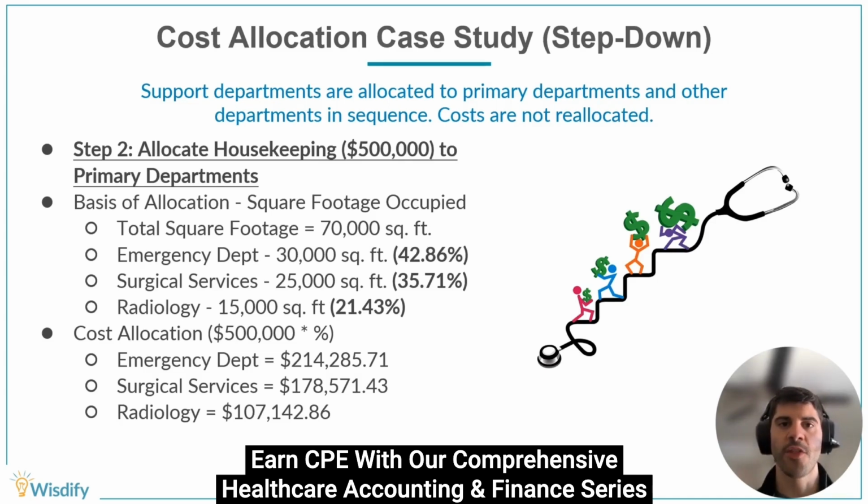So in this case, the square footage basis now goes back to 70,000 since we're only considering the three patient care departments. And these will basically be the same percentages that we calculated before under the direct allocation method, so I can save you some math on this slide. Lastly, we're going to calculate the actual cost allocation by, again, multiplying the percentages that we have above by the amount of costs related to housekeeping. In this case, we're going to multiply those percentages by the 500,000 of indirect costs from that housekeeping support department.